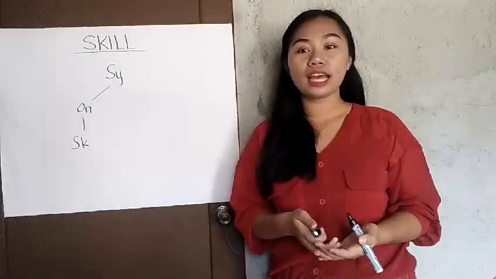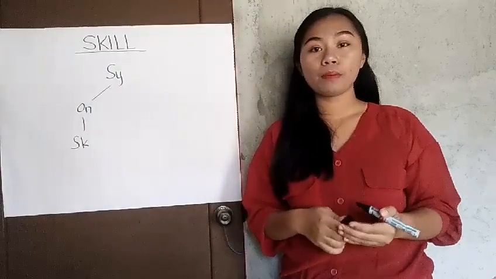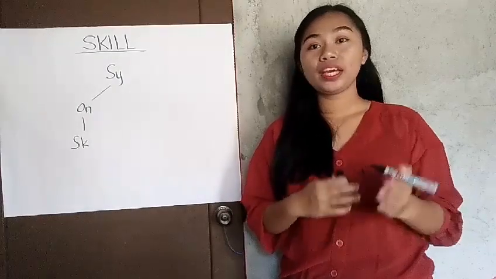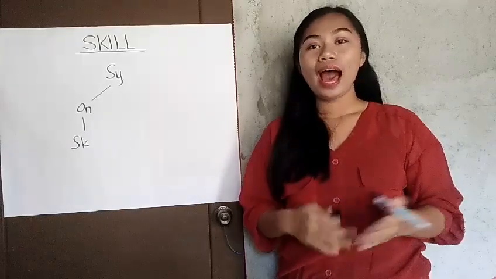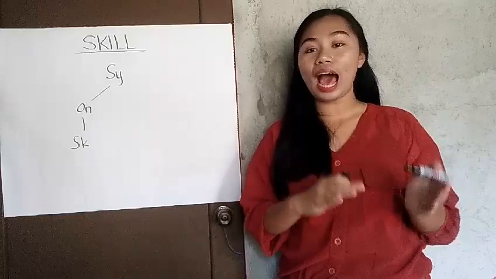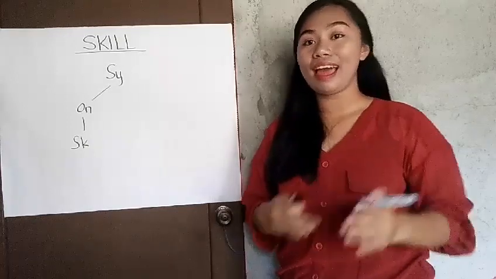And the nucleus and coda together form a rhyme. Take note, we can only use rhyme if it's a one-syllable word. Our nucleus for this word is I, and the coda will be the L and L.